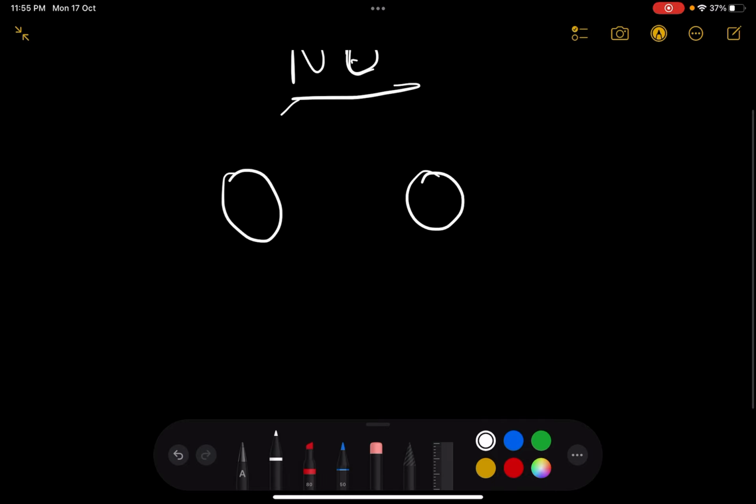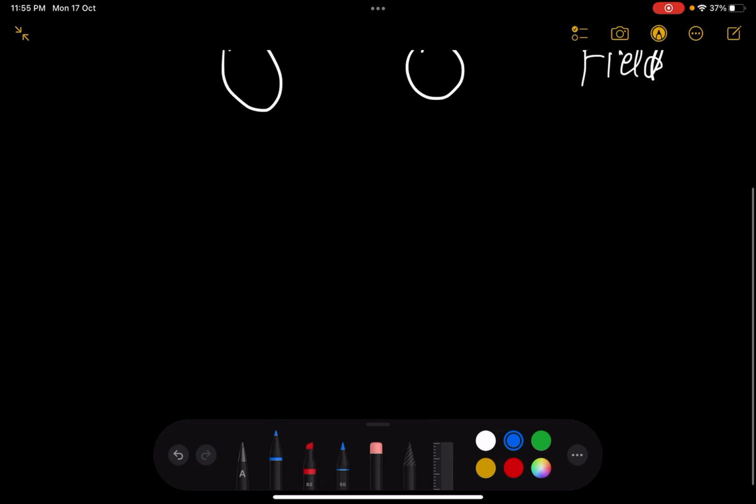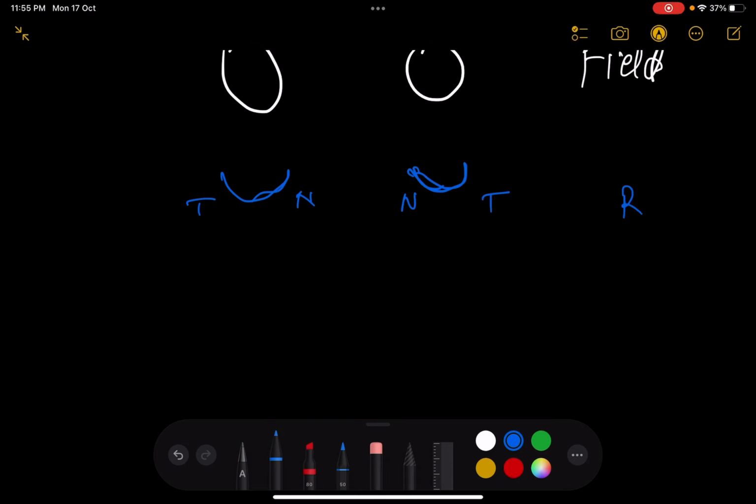So, let's say the fields are in white, and now let's draw the eye in blue. This is the eye, like a cup. I'm not drawing the complete eye. This is the nasal part, this is the temporal part of the retina, to be specific. So let me write retina.